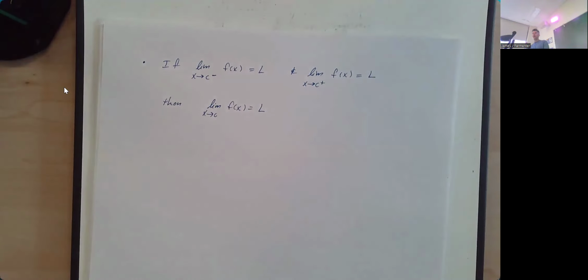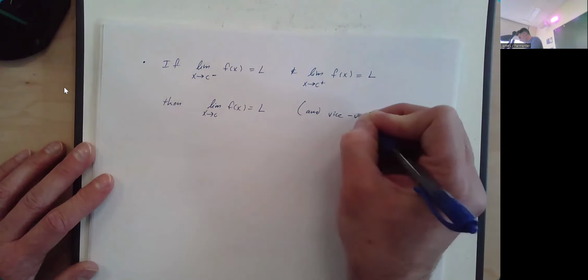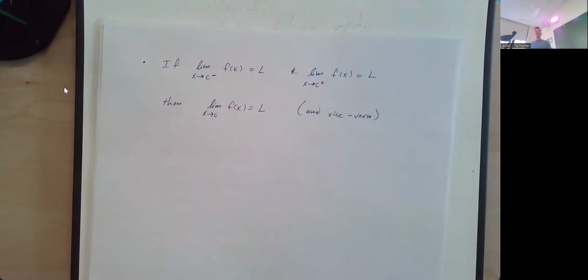And vice versa. Meaning the opposite implication is also true. If the limit as x approaches c is equal to L, then the left-hand limit and the right-hand limit both had to equal that same L value. It's actually usually phrased as an if and only if statement. If the first thing is true, then the second thing has to be true. And if the second thing is true, then the first thing has to be true.